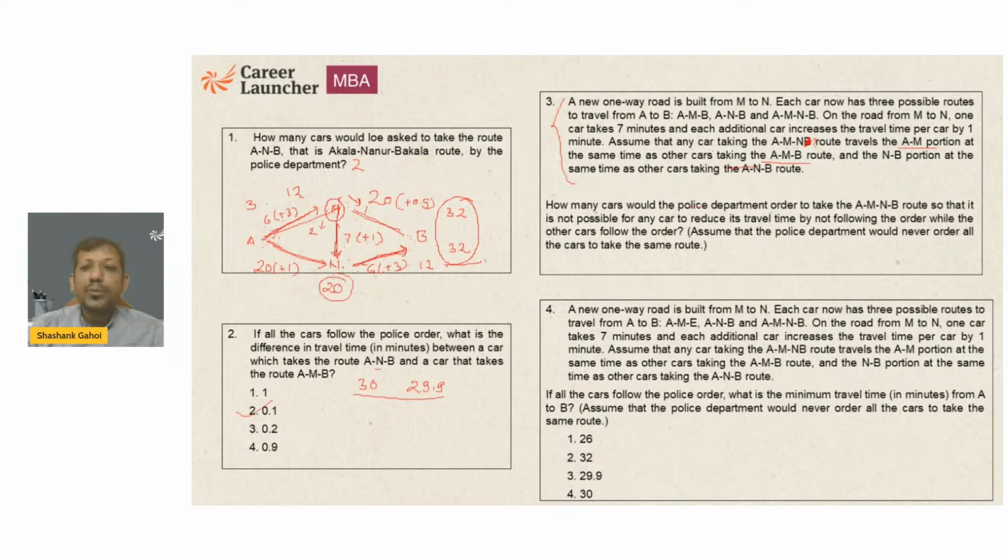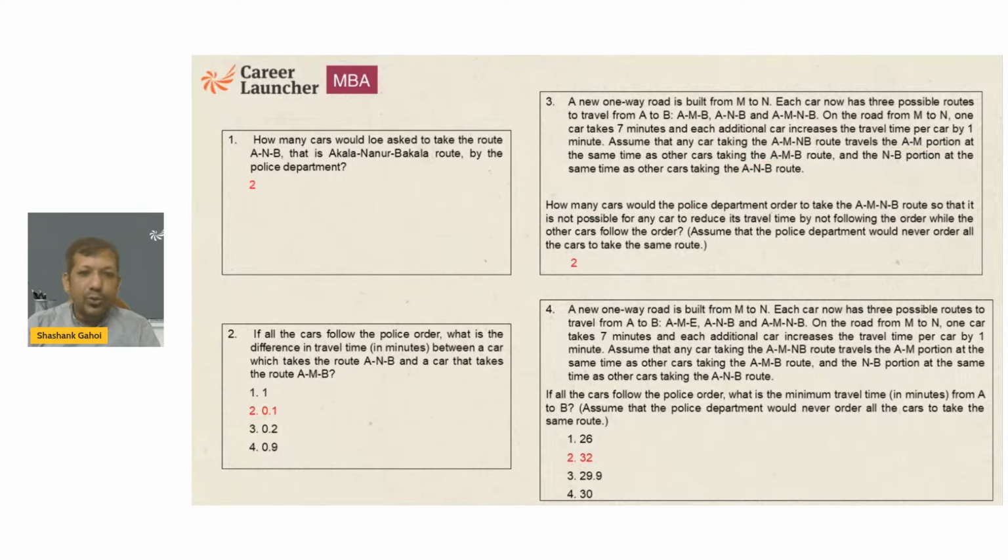How many cars would the police department order to take AM and B route? So AM and B, there are going to be 2 cars only. And how much time we are talking about? The time that is asked, that is going to be 32 minutes. So answer of this question is going to be option 2, that is 32 minutes. And how many cars in AM and B? That's going to be 2 cars. So let's see the answers. That's going to be 2, 12 and 32. And did we get the answers?